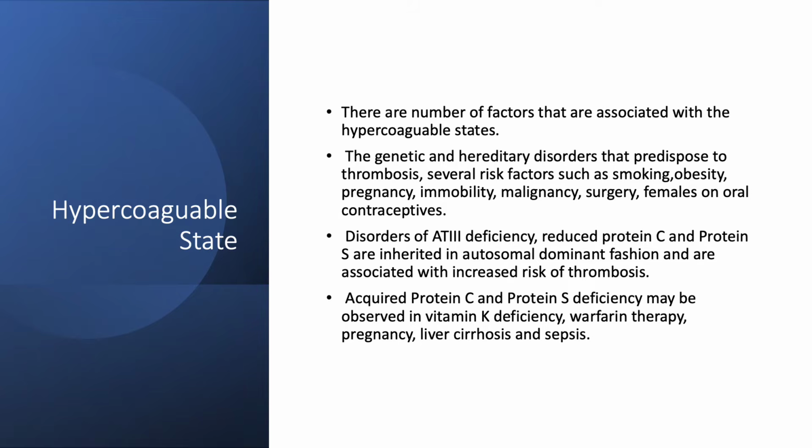Hypercoagulable states: there are a number of factors that are associated with the hypercoagulable states. The genetic and hereditary disorders that predispose to thrombosis, and several risk factors such as smoking, obesity, pregnancy, immobility, malignancy, surgery, females on oral contraceptives. Disorders of AT3 deficiency, reduced protein C and protein S are inherited in autosomal dominant fashion and are associated with increased risk of thrombosis. Acquired protein C and protein S deficiency may be observed in vitamin K deficiency, warfarin therapy, pregnancy, liver cirrhosis, and sepsis.